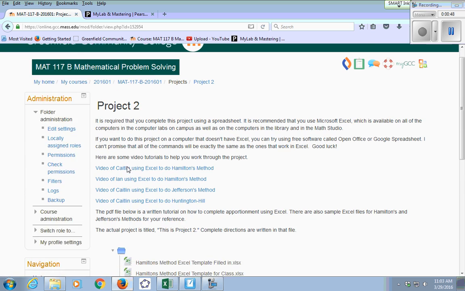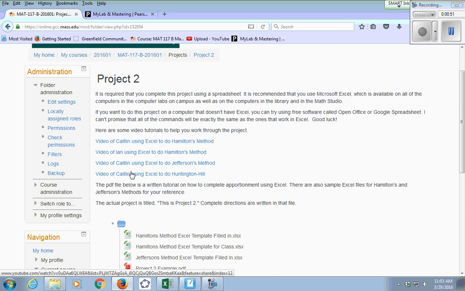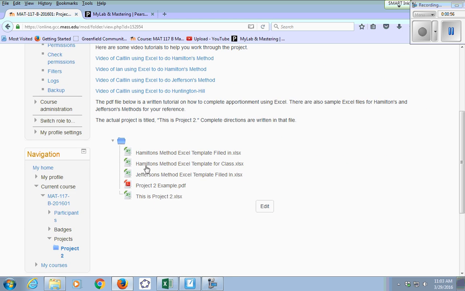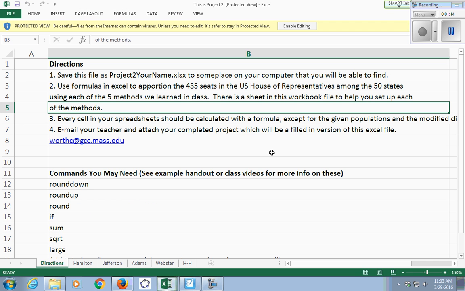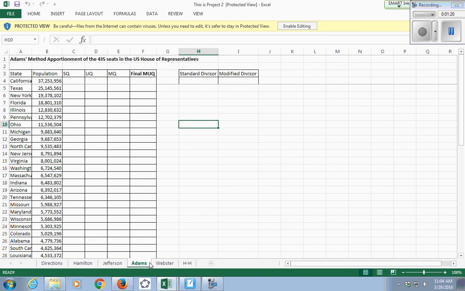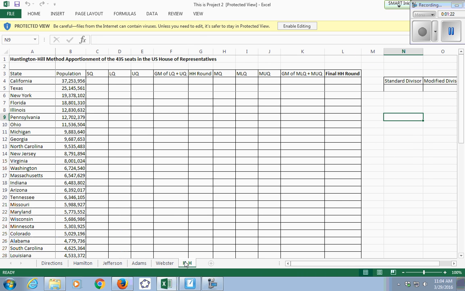You click on it in Moodle, and there are several video tutorials to help you through it. Then there are several sample Excel files that you can study if you still are confused after the video tutorials. And then the last file is project 2. That is the actual project. When you open it, you have directions on the first tab, and then there are 5 more tabs along the bottom for doing the 5 apportionment methods for the House of Representatives based on each state's population.